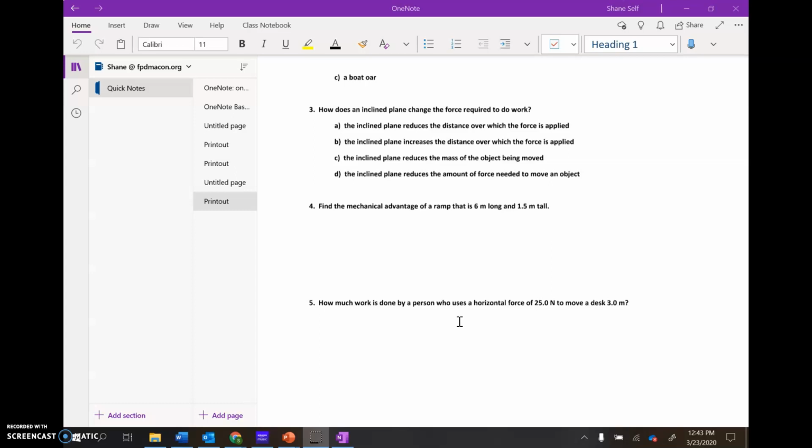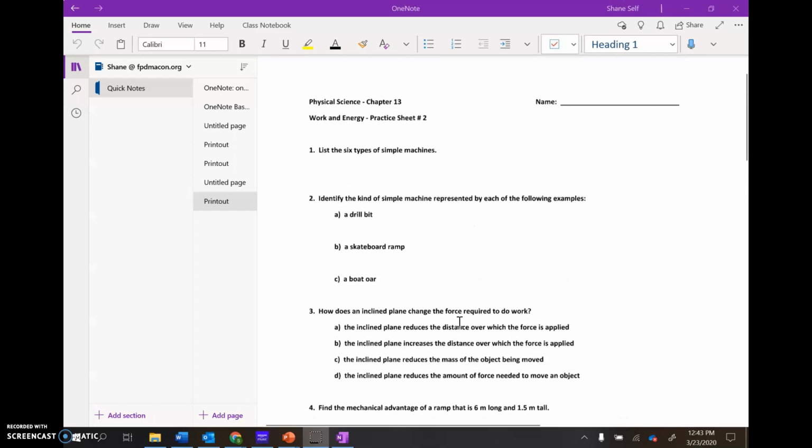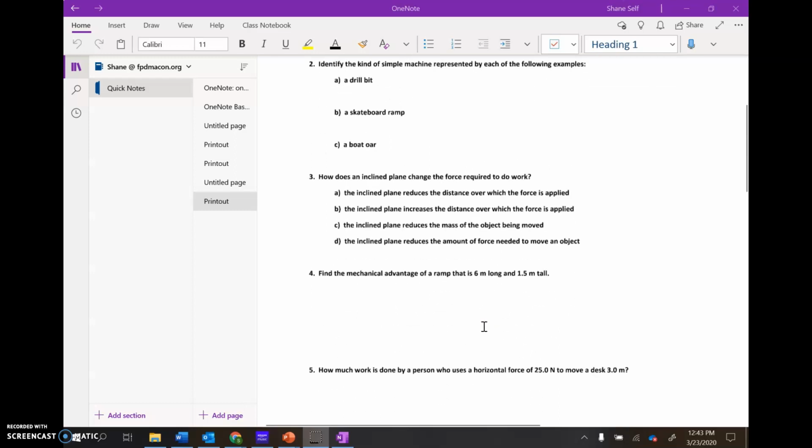I'm going to start on number 4 because I'm going to let you guys do 1, 2, and 3 yourselves. It's just putting in definitions. You can find that on the PowerPoint.